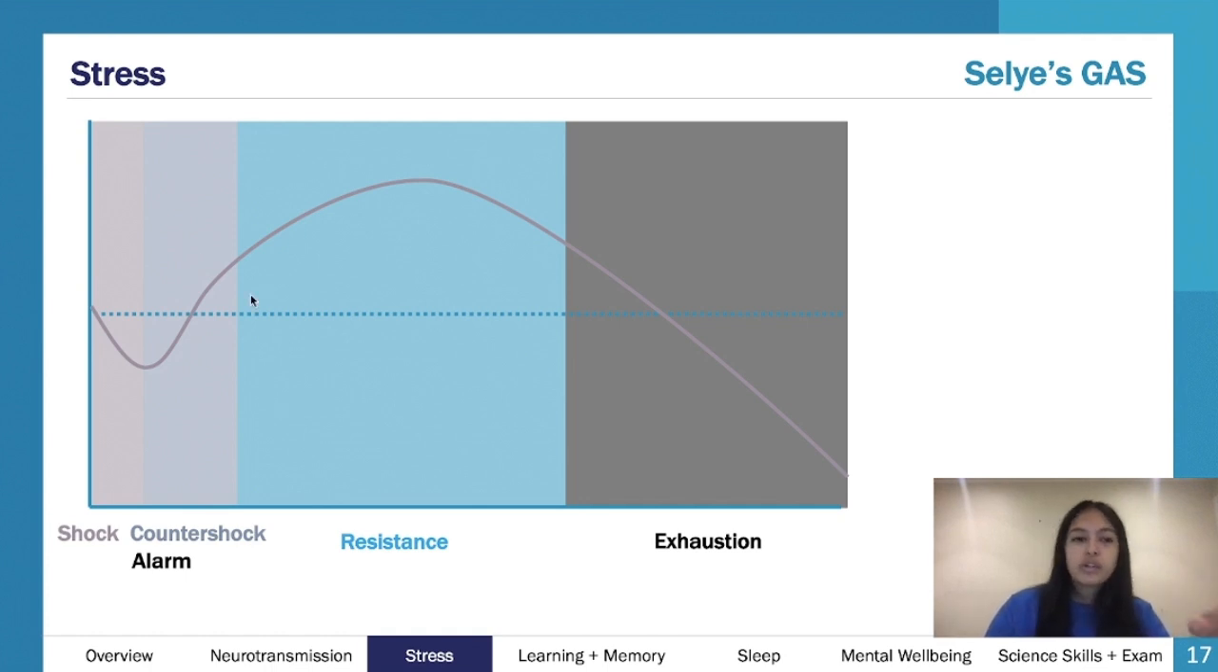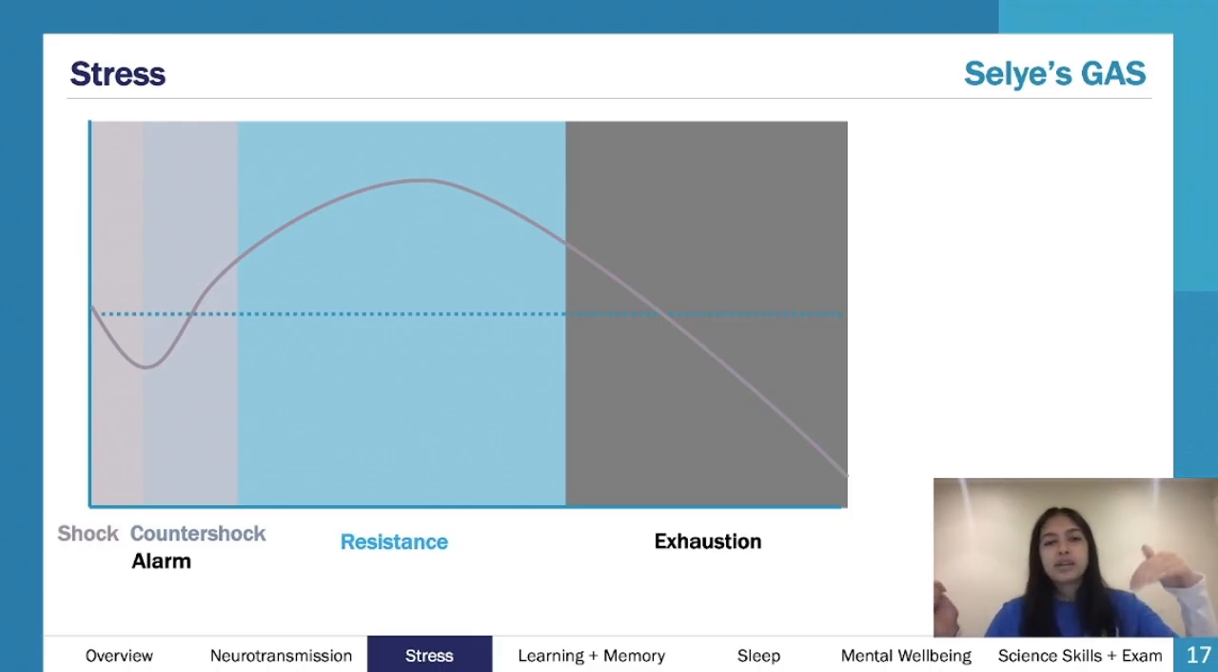So I'm sure you guys have seen this graph a gazillion times, but you really have to remember it. It's important and it helps you when you're explaining as well. So you've got this stage of alarm. It's this initial reaction to your stressor. So you've got shock. It seems counterintuitive, but it's when your body is literally just like, oh my gosh, I don't know what's going on.